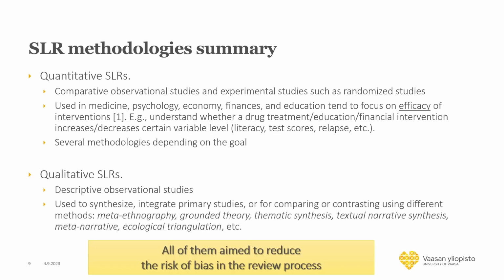On the contrary, the qualitative systematic literature reviews are more about covering the assessment of observational studies. They are used to synthesize, similarly to the quantitative systematic literature reviews, but they use different methods, for instance, ethnography, grounded theory, thematic synthesis, and so on. But in general, all of these quantitative and qualitative approaches or methods are aimed to reduce the risk of bias in the review process.